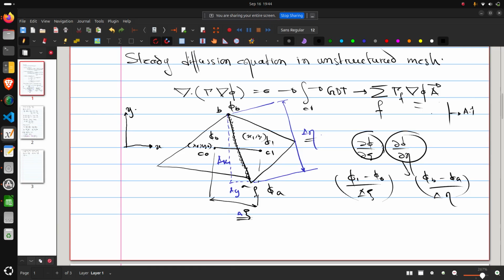It will be x a. So for this part, this point will have something like x a and y a, and this part will have coordinates x b and y b. And this is the delta eta distance between these 2 points. So we'll have x a minus x b divided by delta eta.